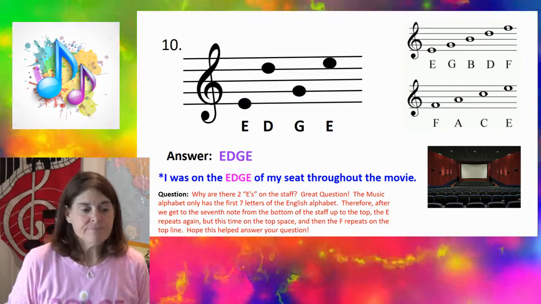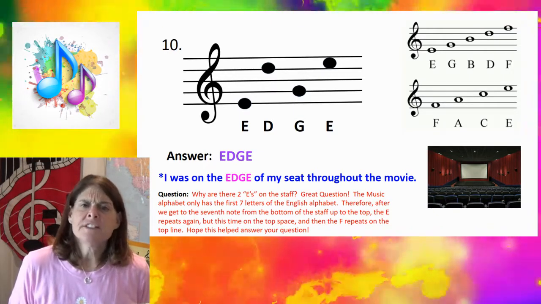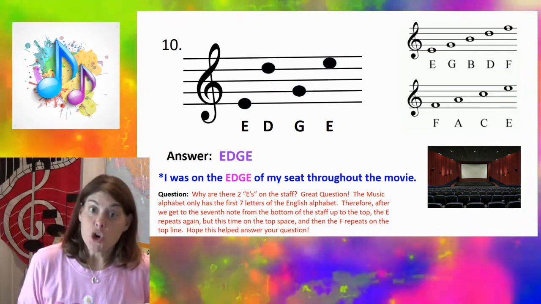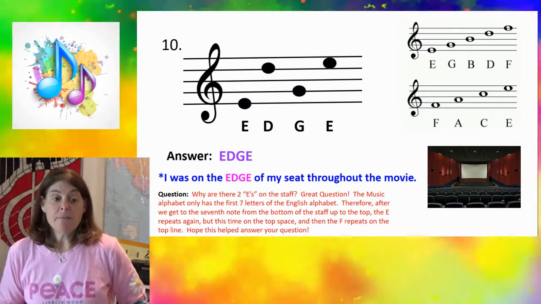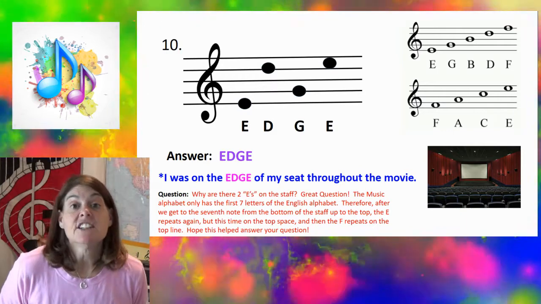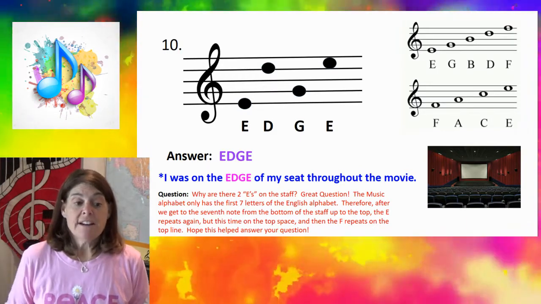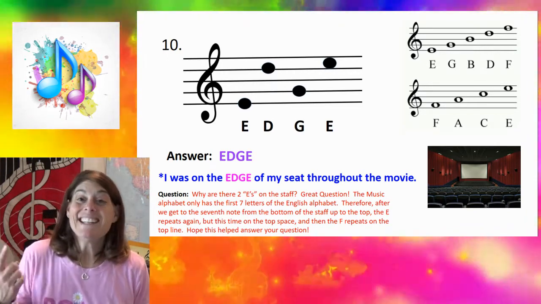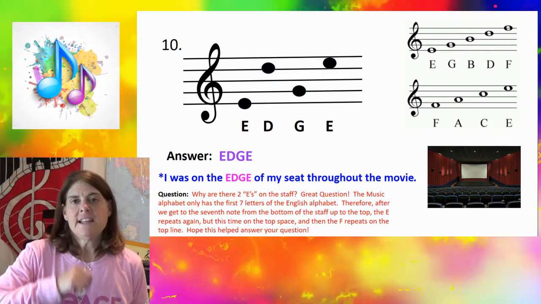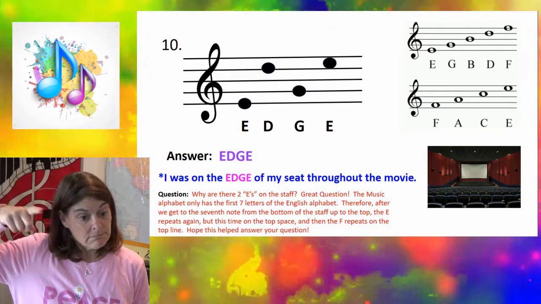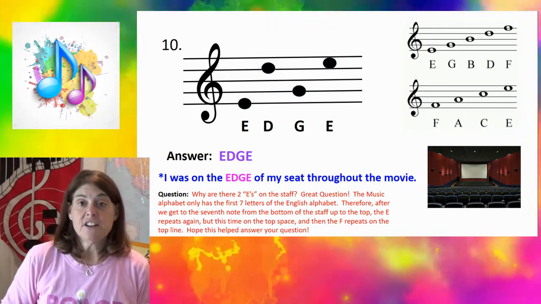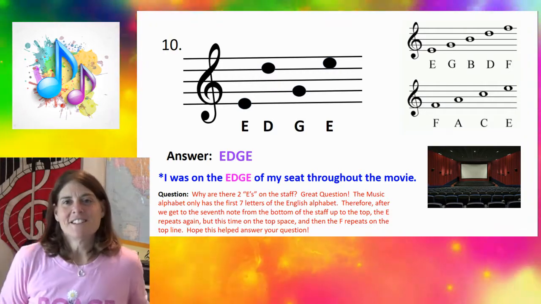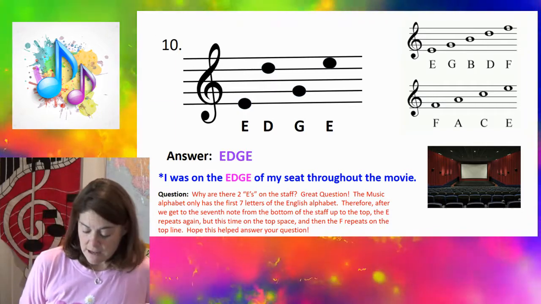Question. Why are there 2 E's on the staff? Great question. The music alphabet only has the first 7 letters of the English alphabet. Therefore, after we get to the 7th note from the bottom of the staff up to the top, the E repeats again. But this time, it's on the top space. And the F repeats on the top line. Hope this helped answer your question. Let's move on, shall we?